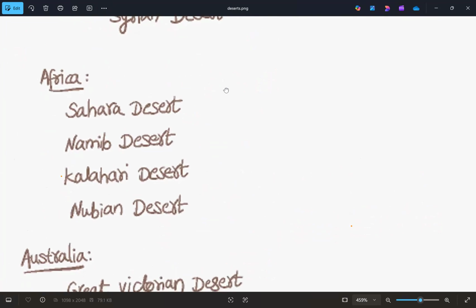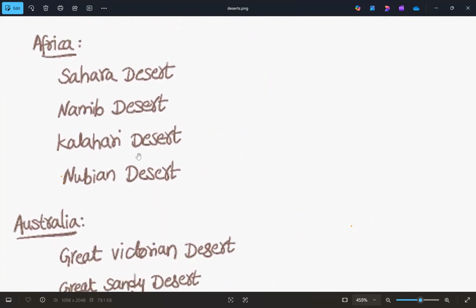Now, let's move to Africa. In Africa, we have 4 important deserts that needed to be covered. First one is Sahara Desert. So this is the largest hot desert in the world. Third largest desert and largest hot desert. And it is spread over so many countries like Morocco, Algeria, Tunisia.